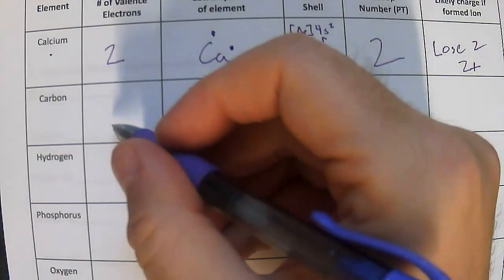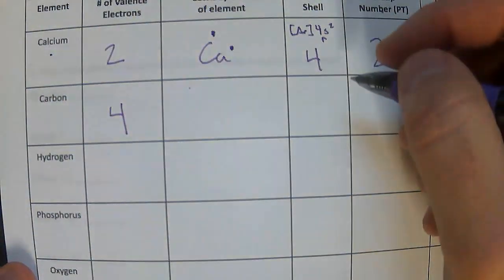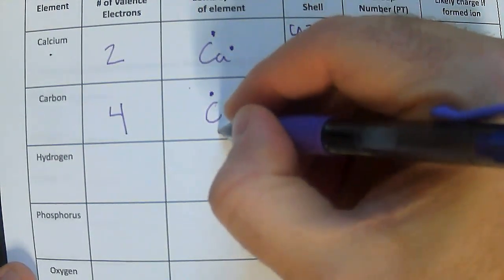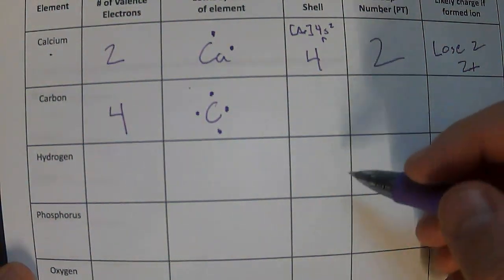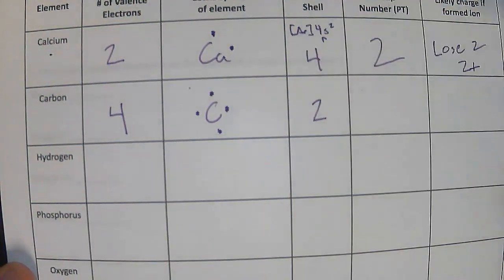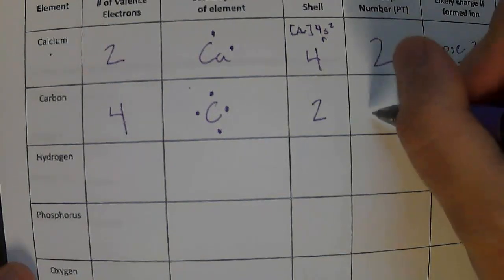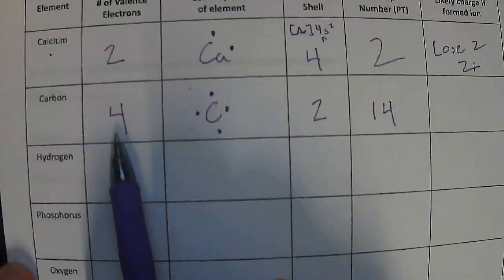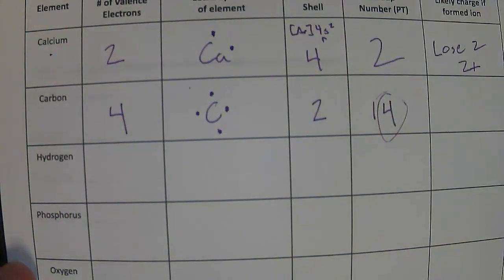So carbon. Carbon has 4 valence electrons. We look at the periodic table, you can find that out. So again, we're going to go 1, 2, 3, 4, 1 dot on each side going around. Its valence shell is 2 because it's in the second period. And its group number here is now 14. Notice there's a difference between the valence electrons and the group number. You only use the one's place to determine the valence electrons.